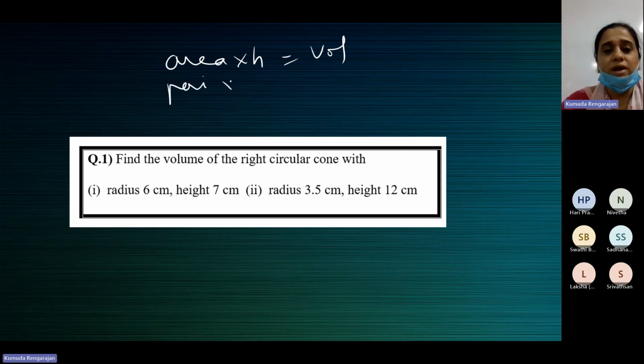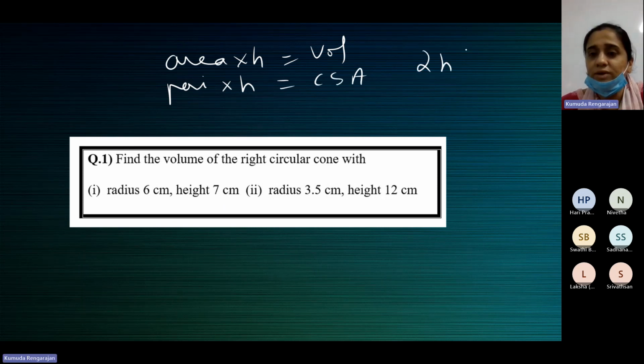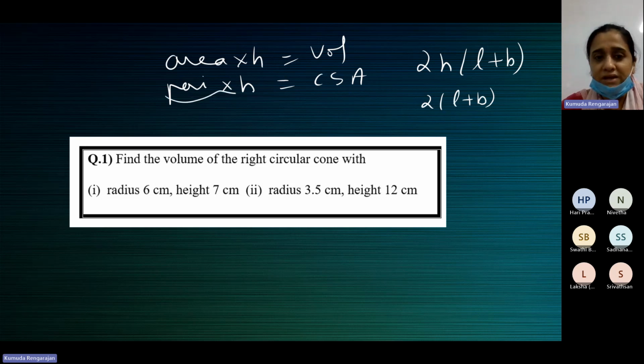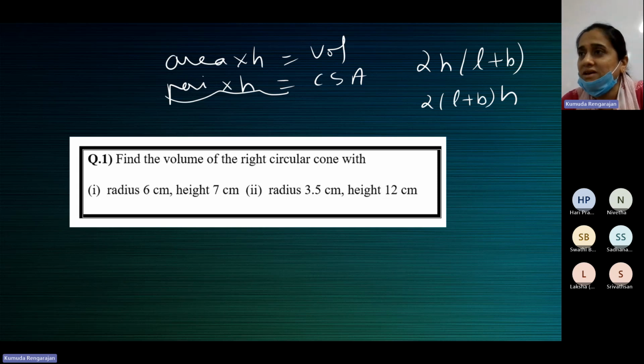Perimeter into height is equal to CSA. So 2H into L plus B. 2 into L plus B is the perimeter of a rectangle. Perimeter into height is CSA. CSA of what? Cuboid. Because it's the perimeter of a rectangle. So the cross section is a rectangle, then it should be a cuboid.